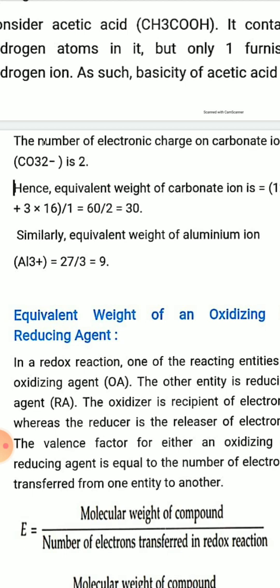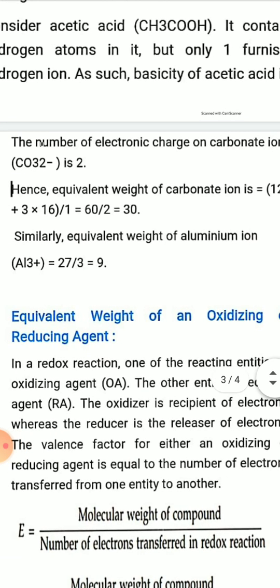So the equivalent weight of carbonate radical or carbonate ion is the molecular mass of CO3 radical divided by 2. You have to divide by 2 because the charge is 2 minus. The molecular mass of CO3 2 minus radical is 60, so you write 60 divided by 2, that is 30. So the equivalent weight of carbonate ion is 30.